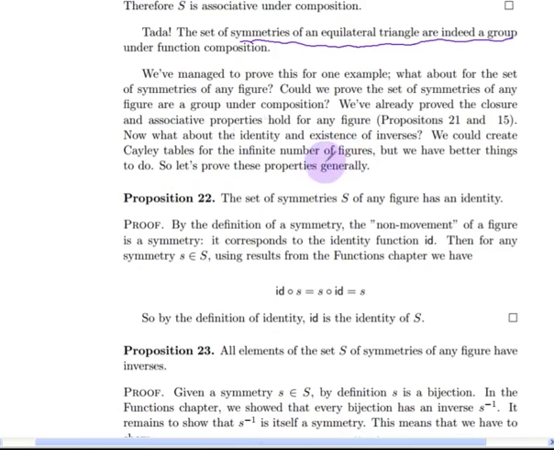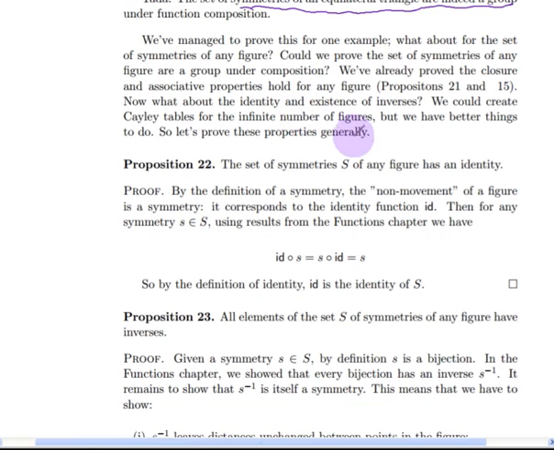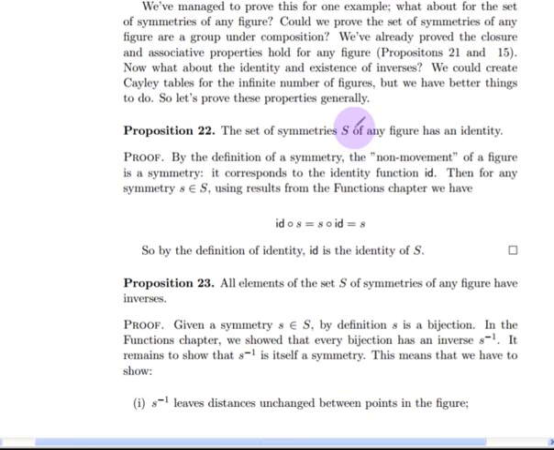Okay, so we've done this for one figure. What about in general? Can we prove that the set of symmetries of any figure form a group? Well, let's do the properties one by one. First of all, does the set of symmetries have an identity?